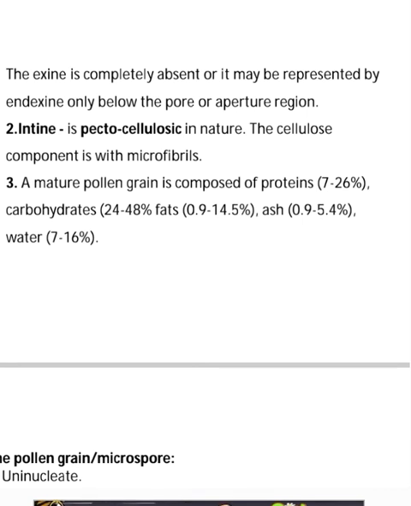In the mature pollen grain, proteins, carbohydrates, fats, ash and water are present. So the protein is about 7 to 26%, carbohydrate about 24 to 48%, fats 0.9 to 14.5%, ash 0.9 to 5.4% and water 7.16%.